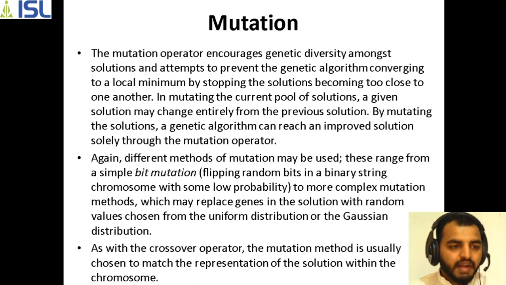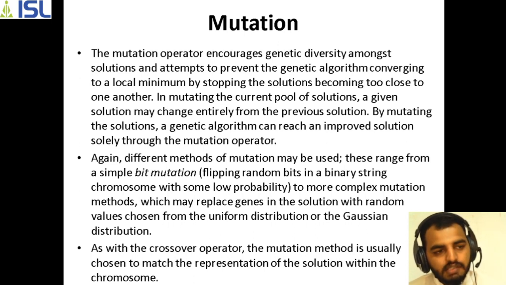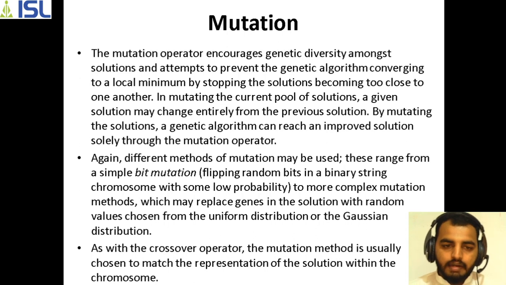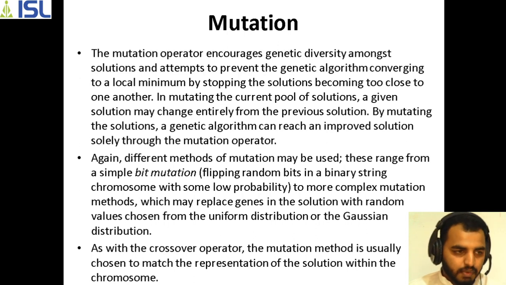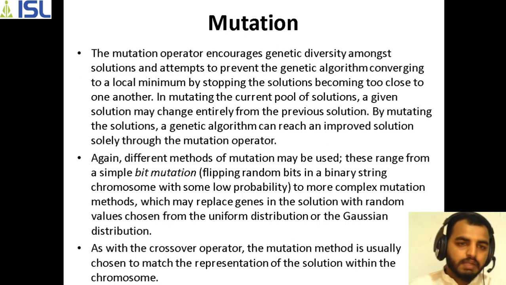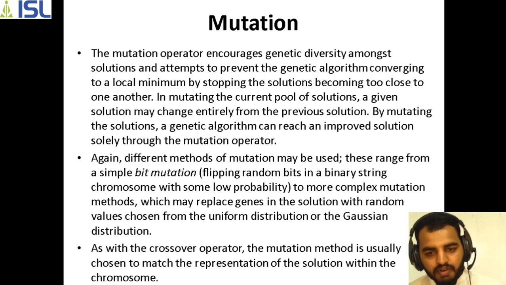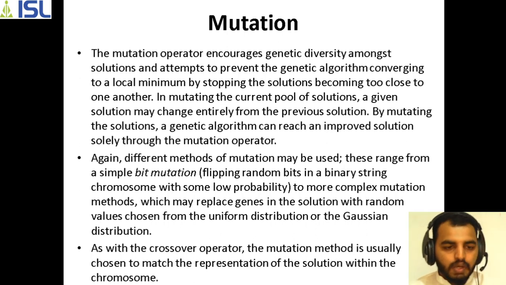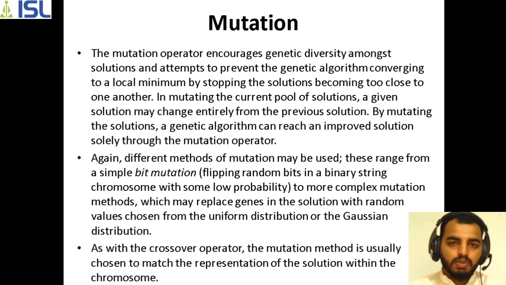Mutation is a process of upgrading yourself, or a process of changing a method based on the current evolution system. It started mutating, with changes in reference to the time and the time space in which you are living. For instance, we can see examples of the mutation of animals and of human beings in different ways. Now the last point: as with the crossover operator, the mutation method is usually chosen to match the representation of the solution within the chromosome. This is with reference to mutation.